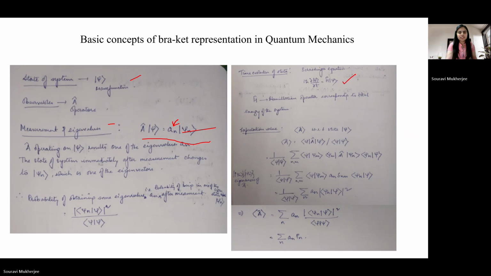Okay, now you can define the expectation value of any quantity, any operator A. How? This is what the definition looks like. So you first operate A on some wave function psi, and then you take an inner product of that with psi. And then you normalize it with the inner product of psi with itself.